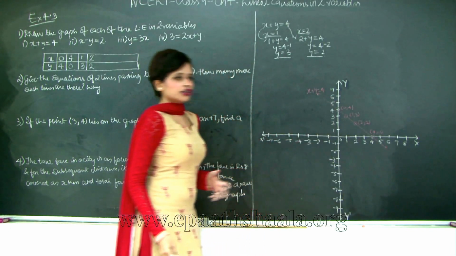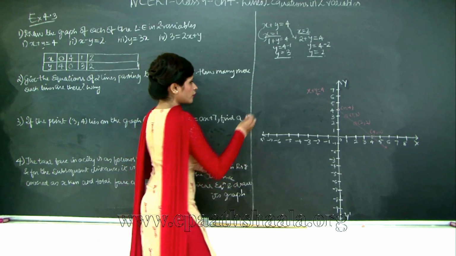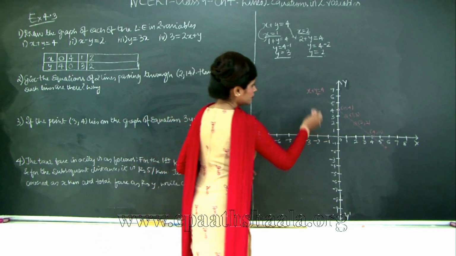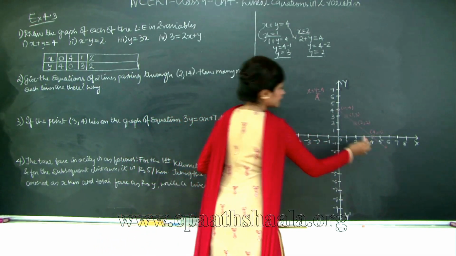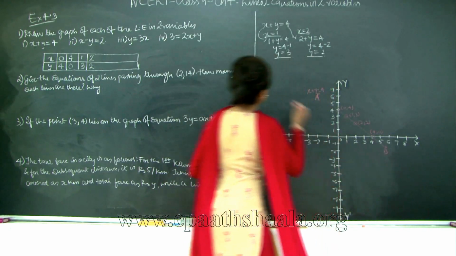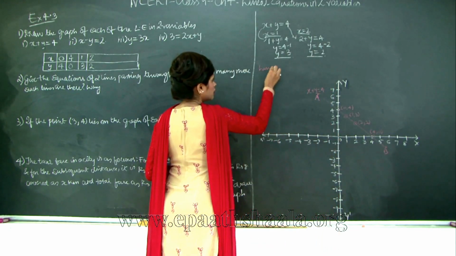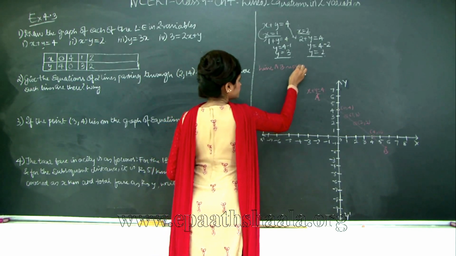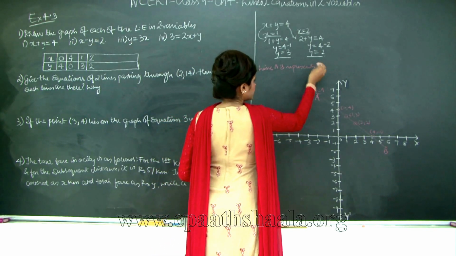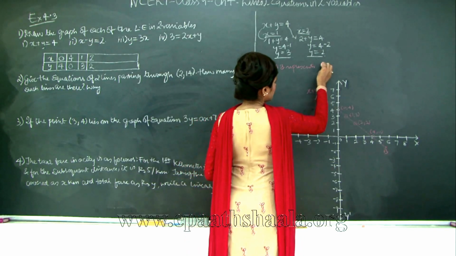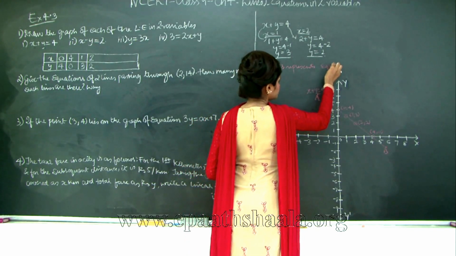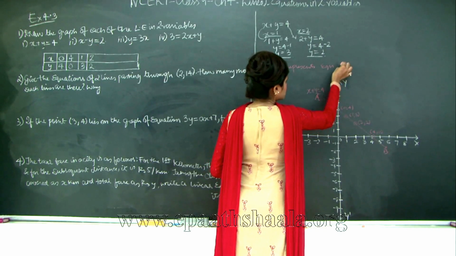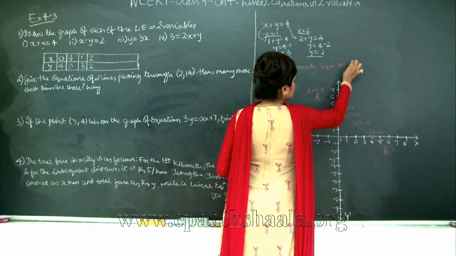And finally, your answer will be of the following format. Line, I will just mark this line, A to B. So, line AB represents the equation x plus y is equal to 4.